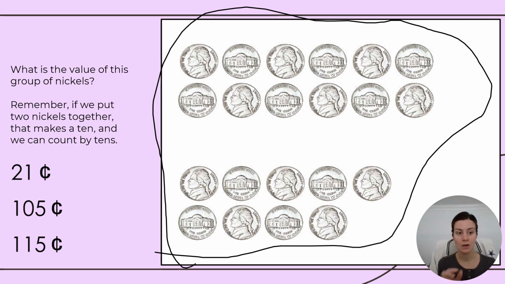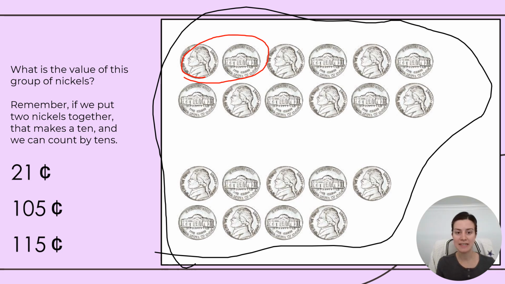What is the value? Remember, if we put two nickels together, that makes a 10, and we can count by tens. So you should be grouping up two nickels per group, counting by two nickels at a time, and saying 10 cents instead of 5 cents. So I can count by tens by circling two nickels together. Pause this recording, work it out the best you can, and then press play, and we will check your understanding.